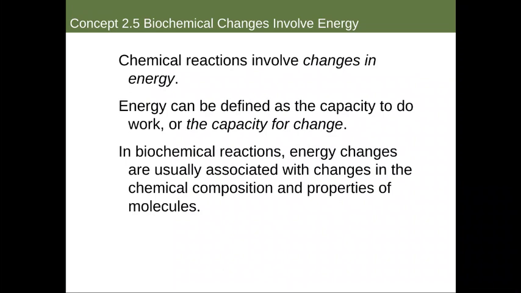or the capacity for change. In this case, we're talking about chemical change. In biochemical reactions, energy changes are usually associated with changes in the chemical composition and properties of molecules. Now, what that means is that once these reactions occur, the chemicals that we had as reactants become very different than the ones that are the products.